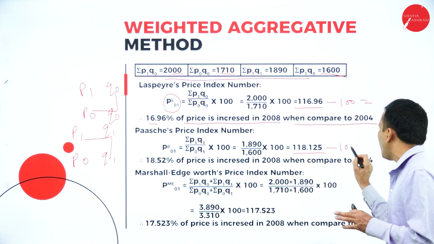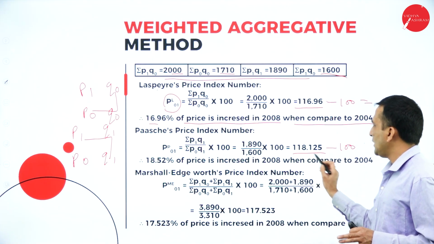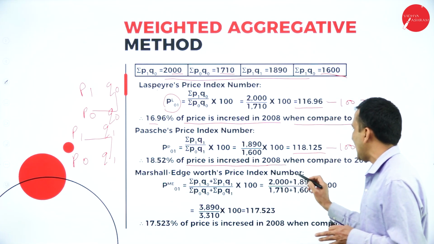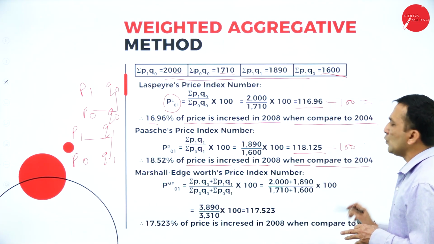Again you are subtracting for the previous year. So you get the difference, which is an 18.52% price increase in 2008 when compared to 2004.